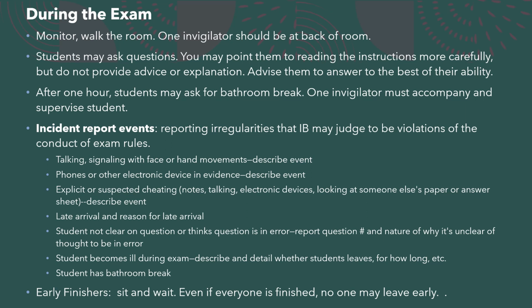The incident report is to report any irregularities or items of interest that IB may judge to be violations of the conduct of exam rules. And these include talking or signaling with the face or hand movements. When you report that, you need to describe the event, what you saw. If you see phones or other electronic devices in evidence when they're supposed to be in the backpacks, again, you'll need to describe the event.